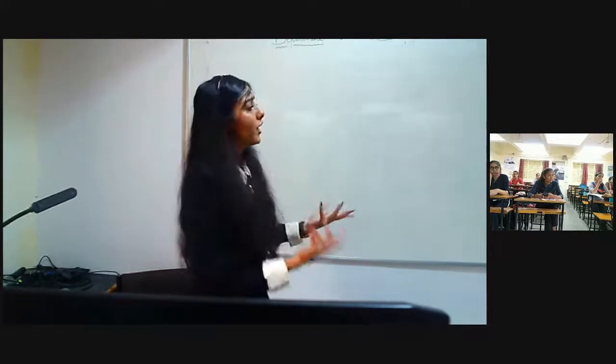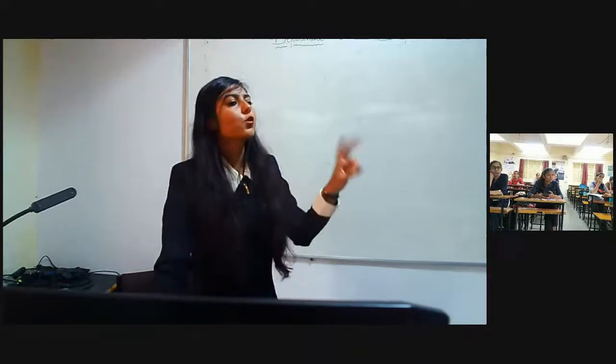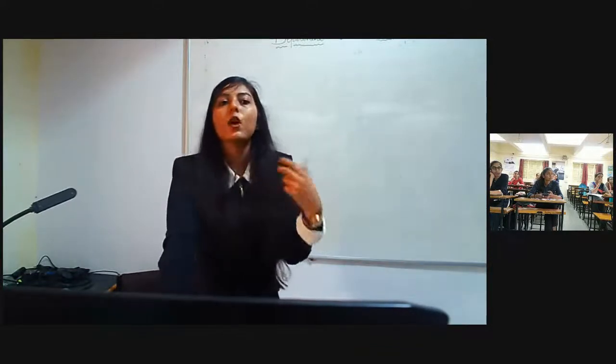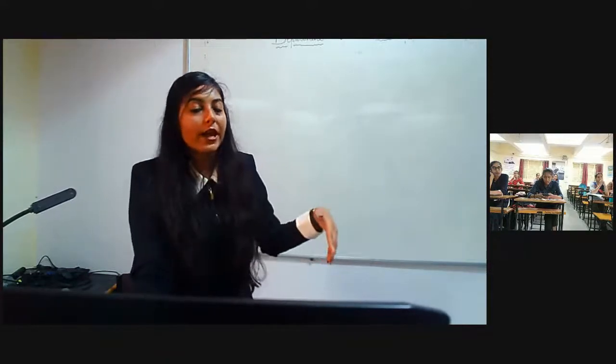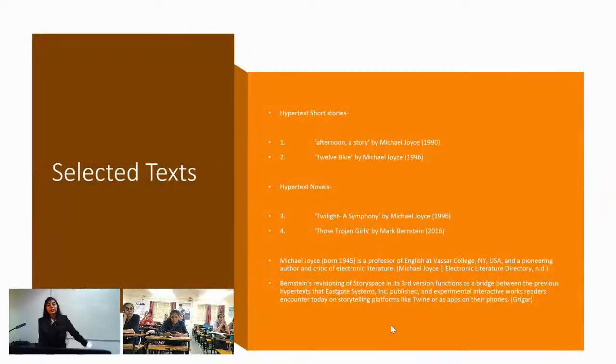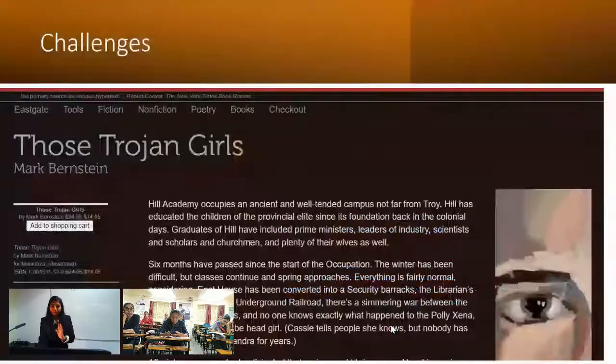Now, what kind of text have I selected? I have selected two hypertext stories and two hypertext fictions, that is, novels. First is Afternoon, a story developed by the pioneer of hypertext fiction, Michael Joyce. Second is 12 Blue, as in the illustration which I showed you. And there is Twilight, a Symphony, and Trojan Girls by Mark Bernstein.